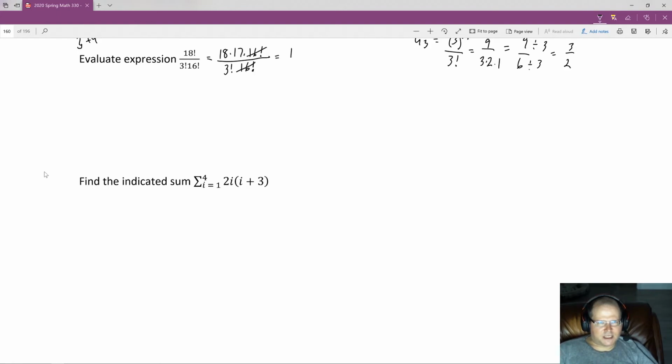And that leaves me 18 times 17 over 3 factorial, which is 3 times 2 times 1, which is basically a 6, right? So 18 times 17 over 6. 18 divided by 6 is a 3. 16 goes away, turns into a 1, which leaves me 3 times 17, which is 51.